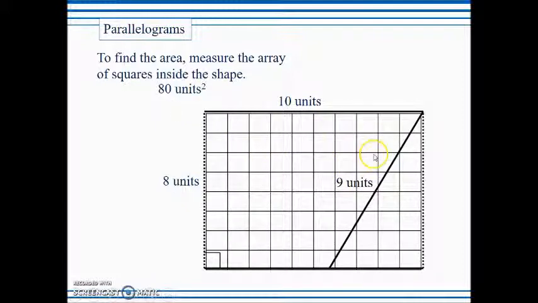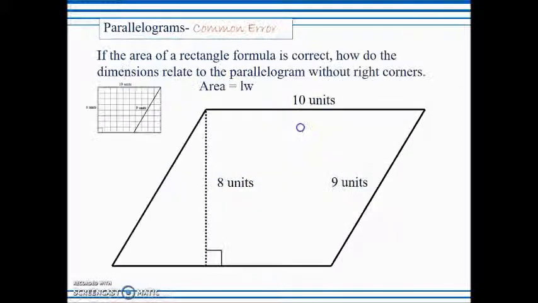So this allows us, when we see a parallelogram, to use the same formula that we use for a rectangle or a square. However, there is something you should pay close attention to. Here is our rectangle that we created. Here is the parallelogram that we started with. So how do the dimensions of the parallelogram, which don't have right corners, relate to the area of the square or rectangle?